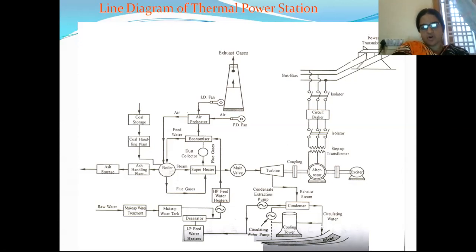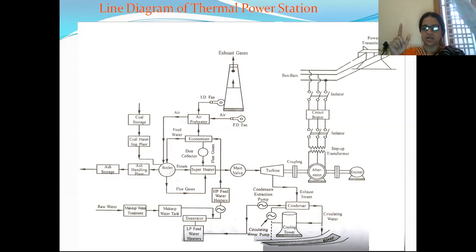Here you observe, from raw water you are giving it to makeup water treatment. From makeup water treatment you are giving it to the makeup water tank. From the makeup water tank you are giving it to the deaerator, and from this to the HP feed water heaters, high pressure feed water heaters. You have two types of water heaters: LP feed water heaters and HP feed water heaters. Before the water enters the boiler, consider the water from the condenser.